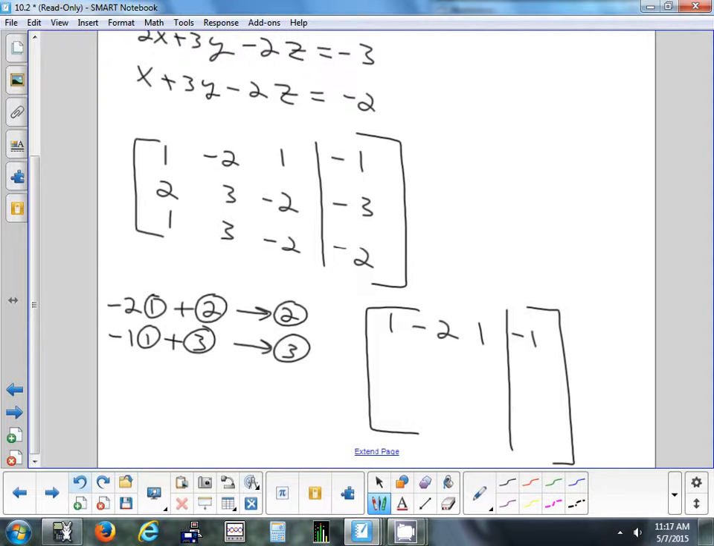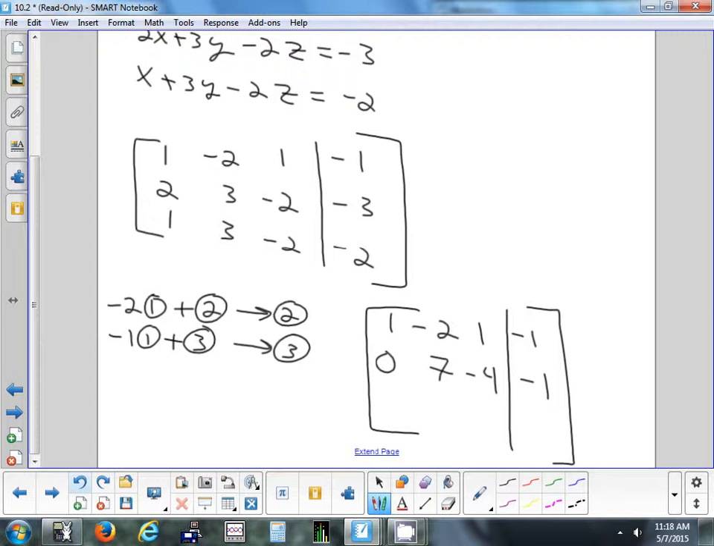Right, so now we're going to take -2 times everything in row 1, add it to row 2. What's -2 times 1? -2 plus 2? 0. Next one. What's -2 times -2? 4 plus 3? 7. -2 times 1? -2. -4. And lastly, -2 times -1 is +2. Take away 3, -1.